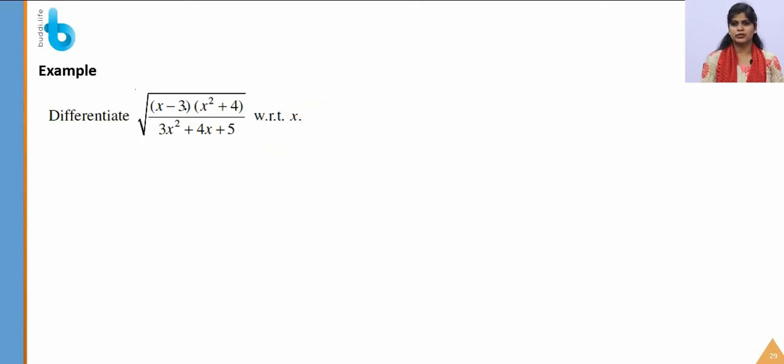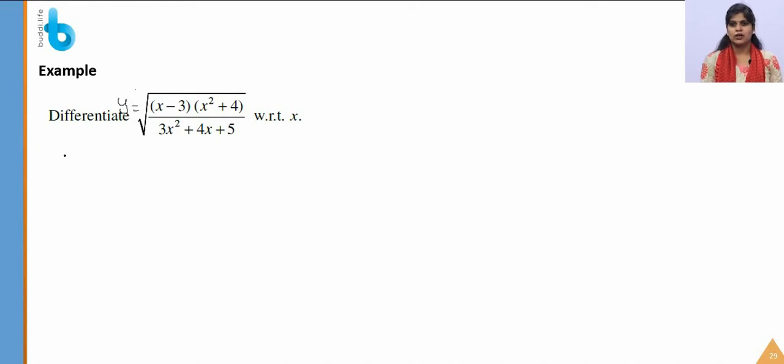Question is, differentiate root of (x minus 3)(x square plus 4) divided by (3x square plus 4x plus 5) with respect to x. That is, I am going to differentiate this function with respect to x. For that, let me take this function as y.